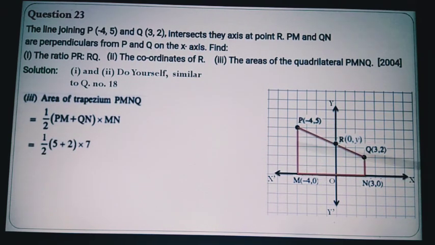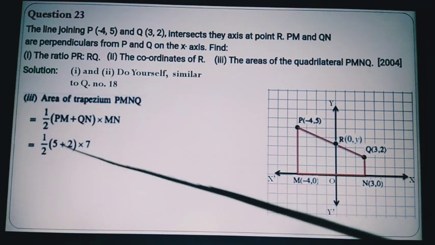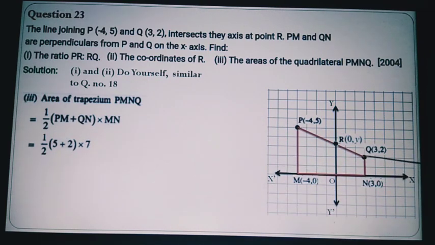So PM is from here. That is the y distance: 1, 2, 3, 4, 5. Or else if you want to use the distance formula, you can do that as well. But it is clearly seen that it is 1, 2, 3, 4, 5. So PM is 5. Similarly QN is 1, 2, so it is 2. And let me see what MN is.